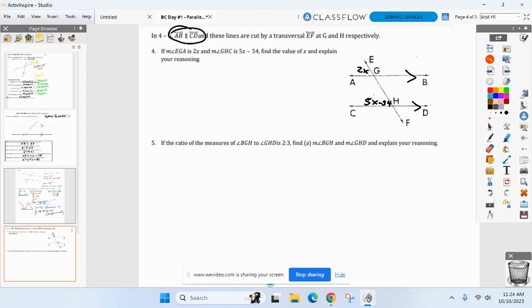Good job. I'm hearing everybody in their group. They're corresponding. Means they're congruent. So my equation for number 4: 2x equals 5x minus 54. All right, do your thing. Solve for x. We'll write our justification.